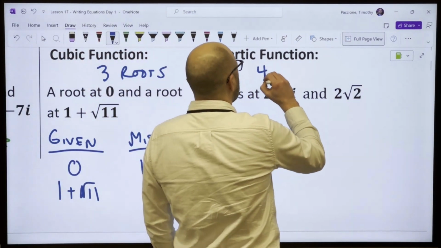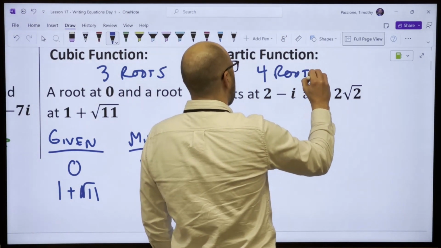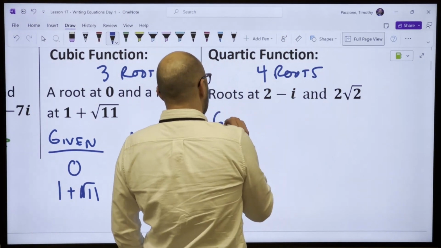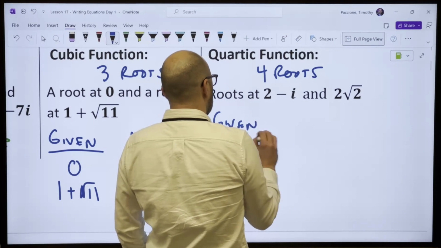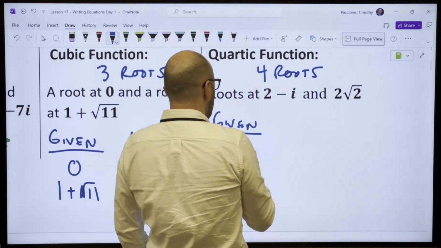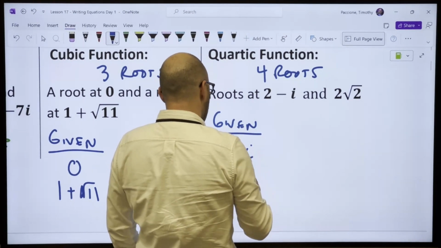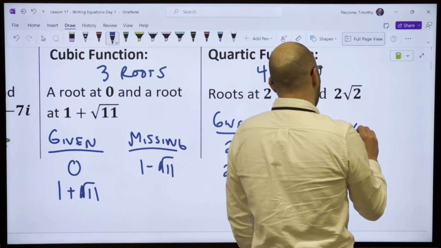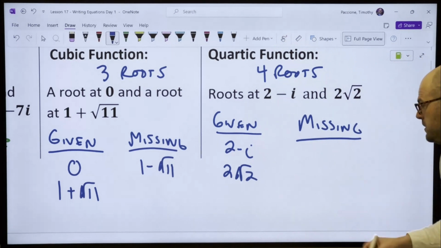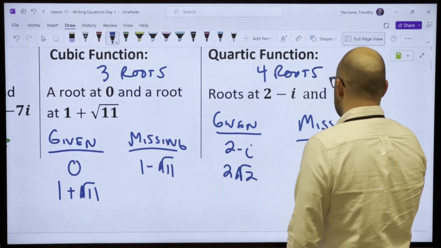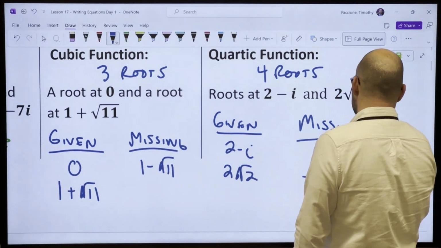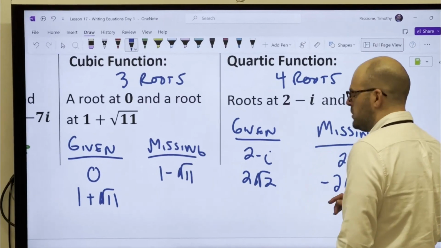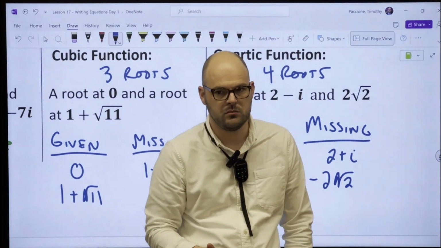This is a quartic, so it's got 4. And I'm given 2. So we're given a root of 2 minus i and 2 square root of 2. So how many am I missing? 2. Okay. 2 plus i, good. And then minus 2 square root of 2. Good. All right, sounds like we're solid on that concept, right?